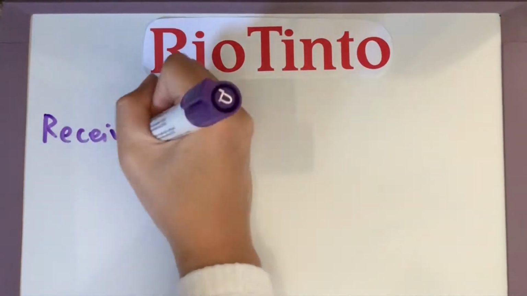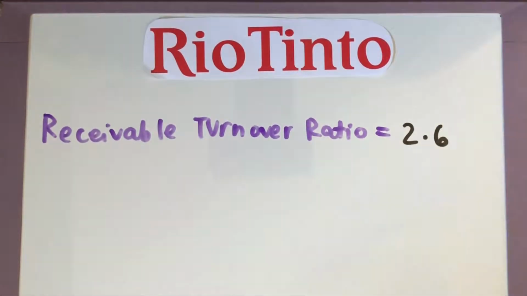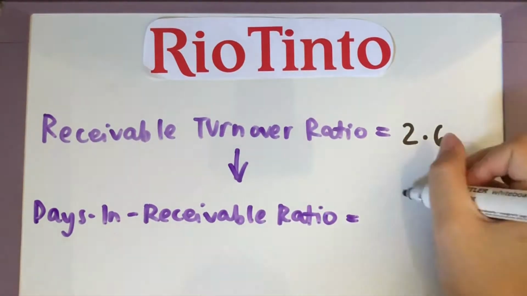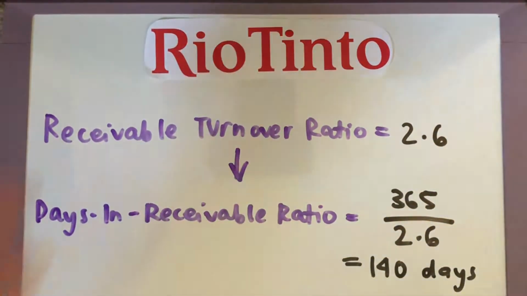The days in receivables ratio for Rio Tinto indicates that it takes them around 140 days between selling the good and collecting the receivable.